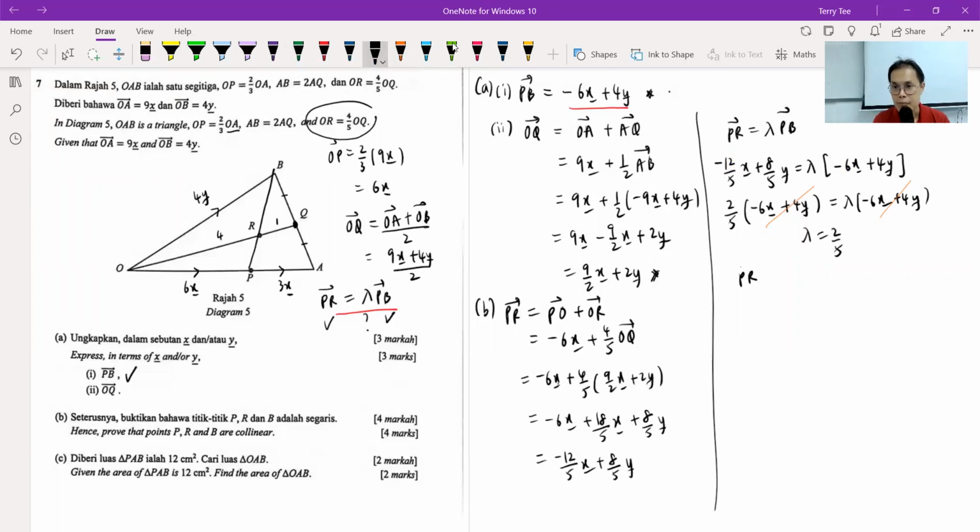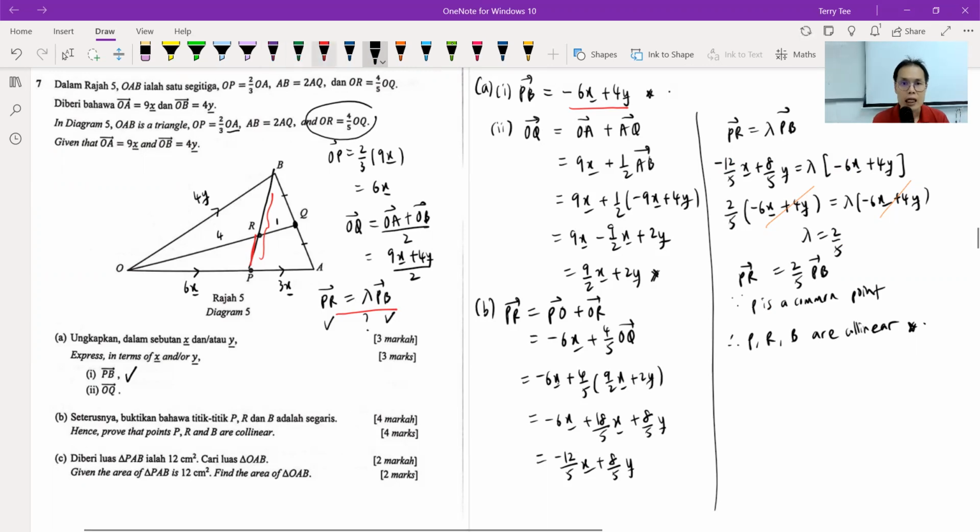So if I can express PR in terms of PB, PR is now a multiple of PB. PR, you can see, is 2 over 5 of PB. So that means they must be parallel, and since P is a common point, therefore we say P, R, B are collinear. Remember, for collinear, they must have a common point. Otherwise, they're just parallel. If I can express a vector in terms of another vector, it means they're parallel, first thing. But if you have a common point, they must be collinear. Okay, all right, I've done part B as well.